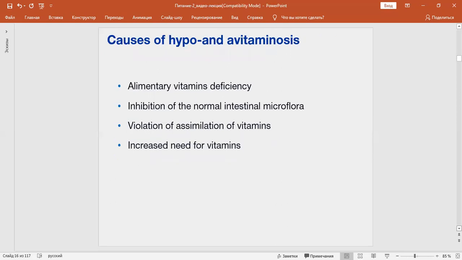There are four groups of causes of hypo- and avitaminosis. They include alimentary vitamin deficiency, in other words, insufficient intake of vitamins. The next one is the inhibition of the normal intestinal microflora, or dysbacteriosis. The third group is violation of vitamin assimilation, for example, due to malabsorption. And the last group is the increased need for vitamins. The group of alimentary deficiency combines the causes of insufficient entrance of vitamins from outside. Other causes of vitamin deficiency relate to inside problems.